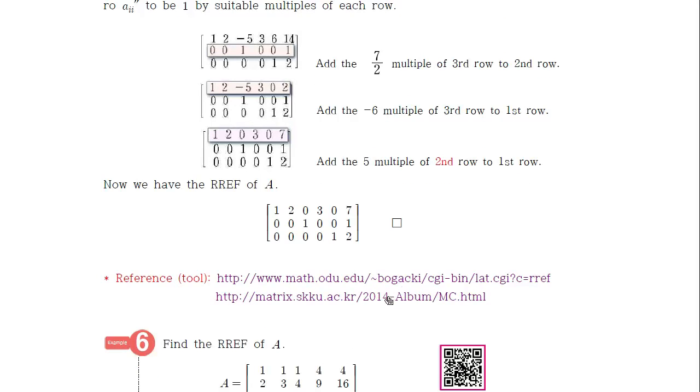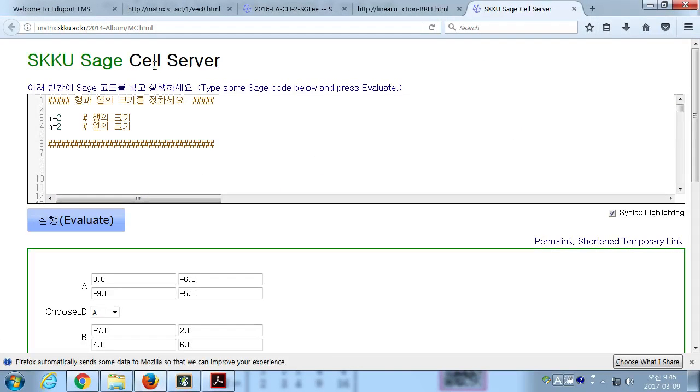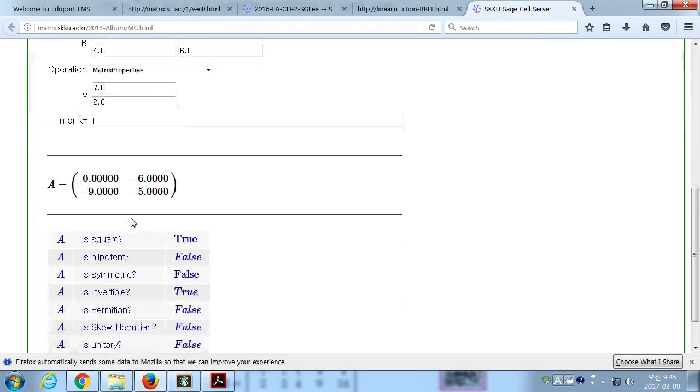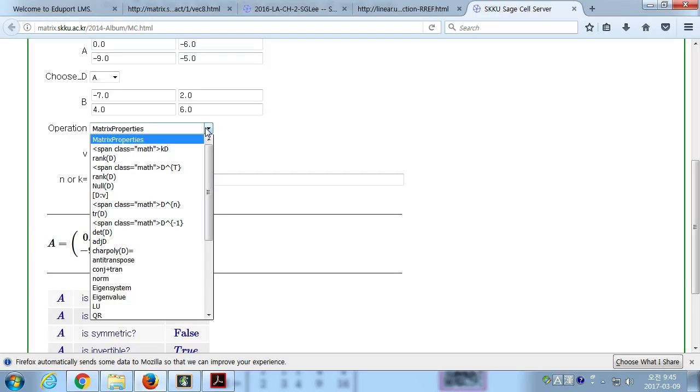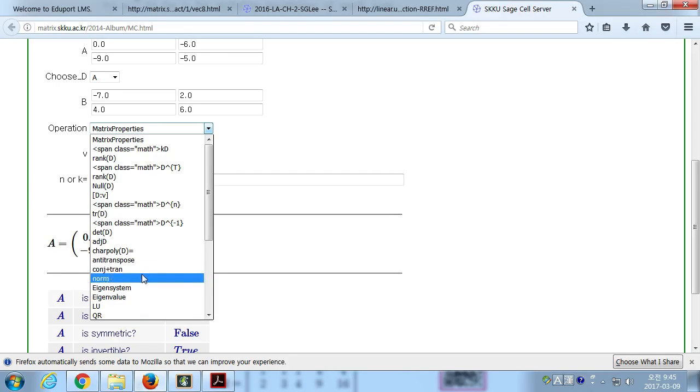Okay, here I show you a matrix calculator that we made at Sungkyunkwan University. This is a 2x2 matrix, and you can do the matrix operations here. For example, you can make an augmented matrix here. You can find the determinant, the characteristic polynomial, the eigenvalues, and you can do matrix computations. You can find the inner product and projections, and most things can be done here at once.